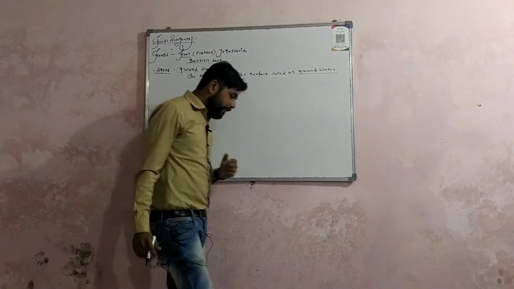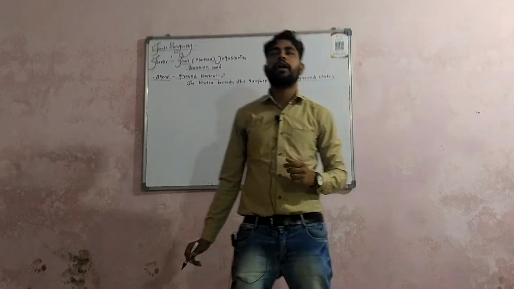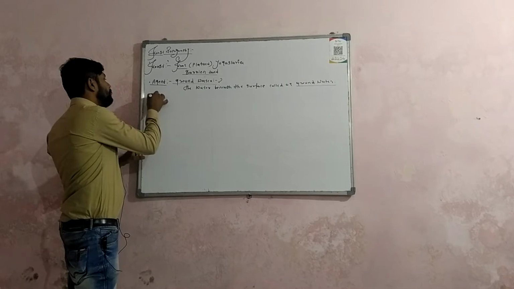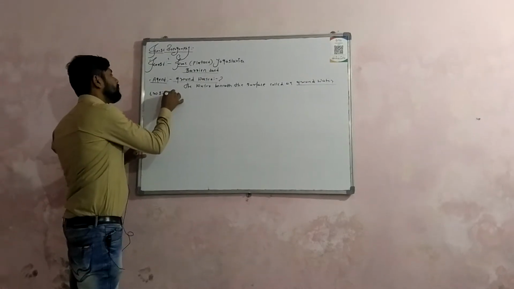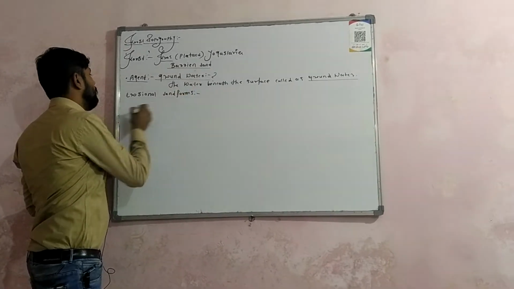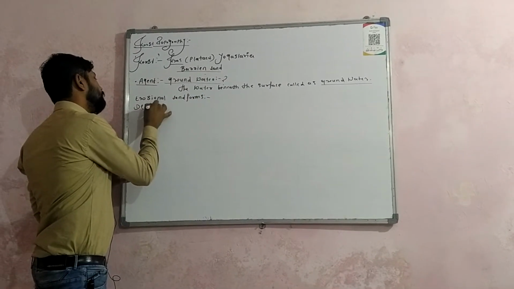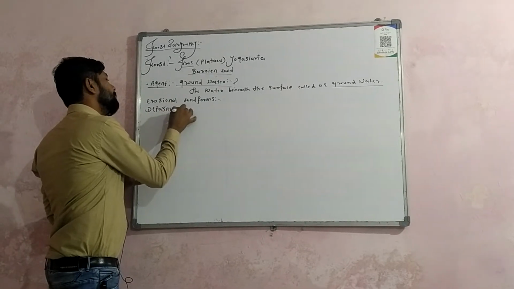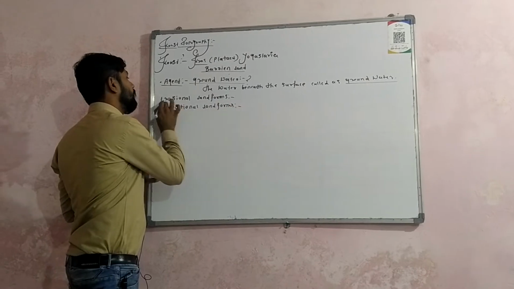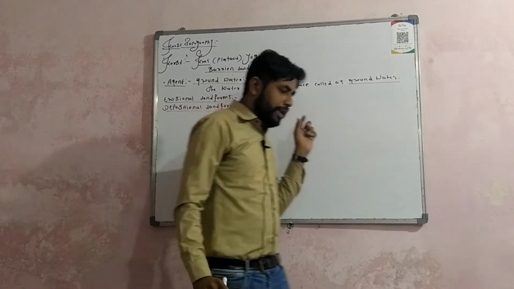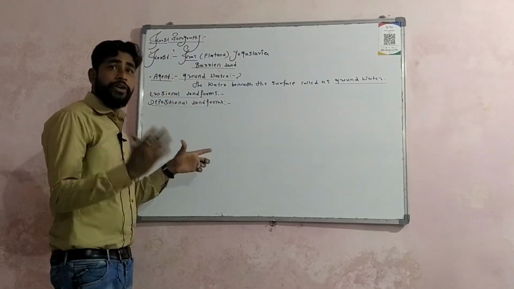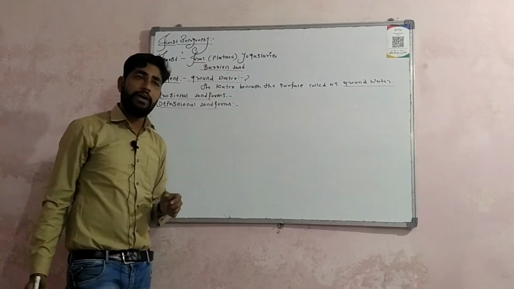Now there are different landforms created by karst topography. Number one, erosional landforms, and second, depositional landforms. Erosional and depositional landforms created by groundwater. Okay. Before dealing with the erosional and depositional landforms, first we'll deal with the lithology. Which type of lithology is applicable for karst topography?